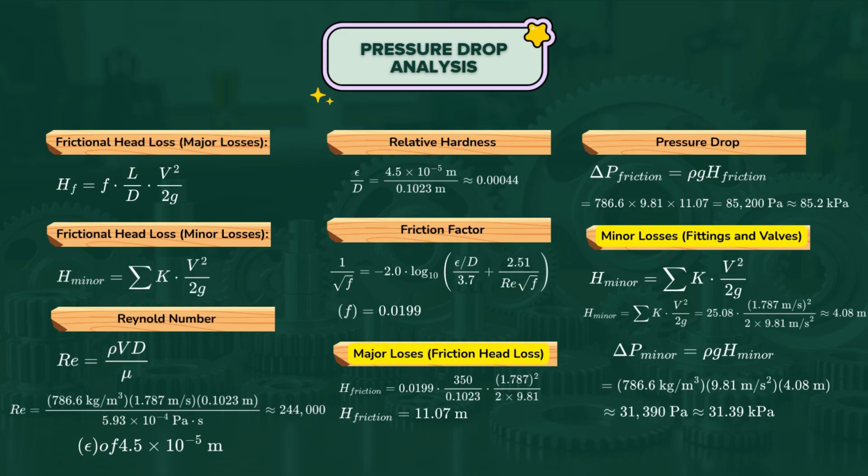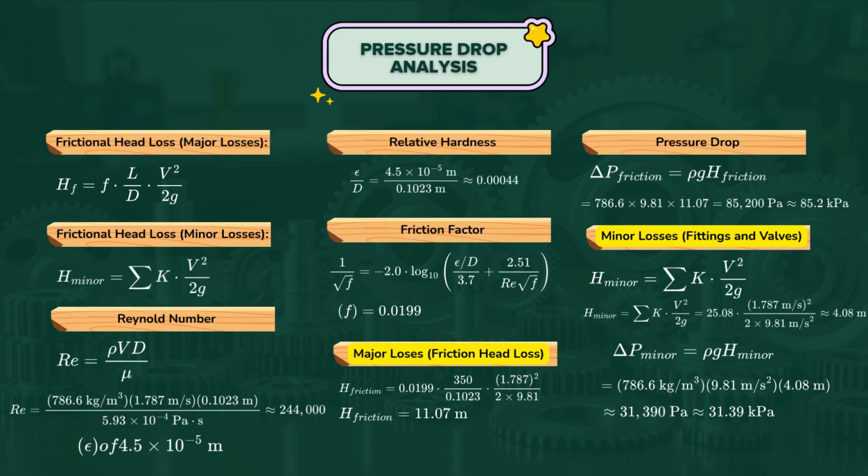Solving this equation iteratively for the calculated Reynolds number and relative roughness yields a Darcy friction factor of approximately 0.0199. This calculation confirms that because the Reynolds number is high, the friction factor is primarily governed by the relative roughness rather than viscous effects. This emphasizes the importance of selecting an accurate absolute roughness value for the pipe material, as slight changes in absolute roughness in the turbulent regime can have a disproportionate effect on the final frictional head loss and subsequent required pump power.